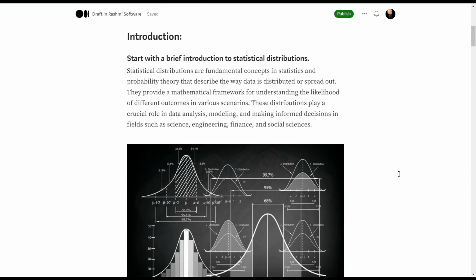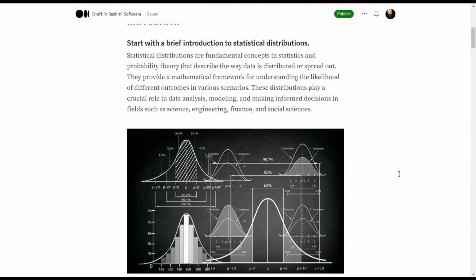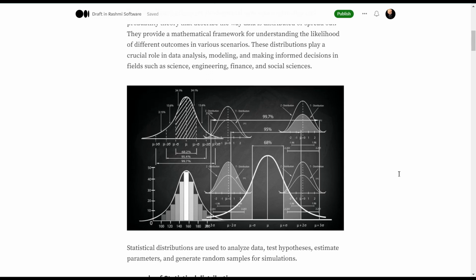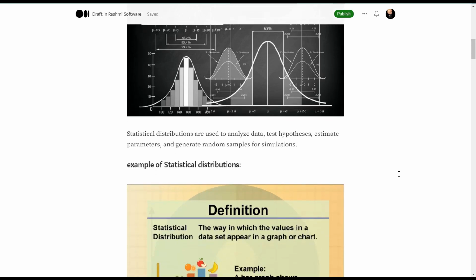Start with a brief introduction to statistical distribution. Statistical distributions are fundamental concepts in statistics and probability theory that describe the way data is distributed or spread out. In simple words, we can say statistical distribution explains how data is spread out. It helps to understand the data, which types of data are present. So in this diagram, you can see this. Statistical distributions are used to analyze data, test hypotheses, estimate parameters, and generate random samples for simulation.